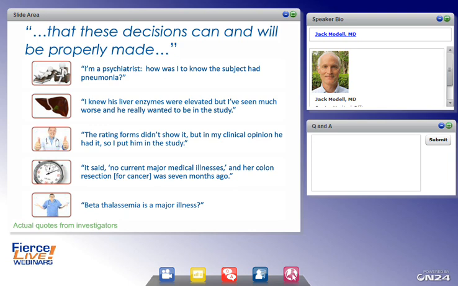Another one, I don't remember the specialty, but the protocol said no current major medical illnesses, and her colon resection for cancer was 7 months ago. Should have been clear. The last one was from a surgeon who said beta thalassemia is a major illness. Actually, in fairness, beta thalassemia can be minor. In this case, it wasn't. So again, leaving things to investigators, it's pretty risky.